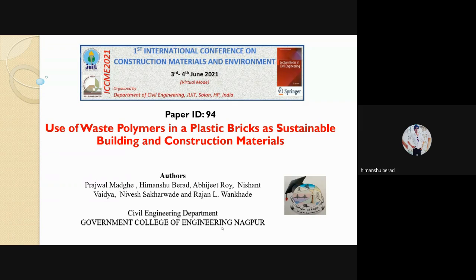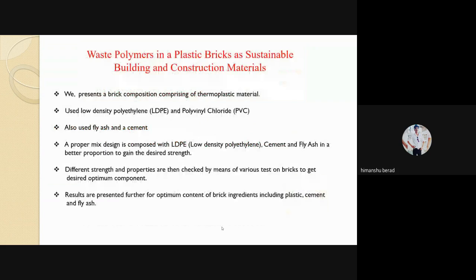So going along with our presentation, this is a brief about our project. We basically use thermoplastic material in our composition and ingredients, in which we use LDP and polyvinyl chloride as the plastic material. We majorly try to decrease the amount of fly ash and cement, which are the binding materials, to reduce the cost. Even though we are using mixed designs, we have to use them in proper proportion, because using it in proper proportion only gives us the required strength.